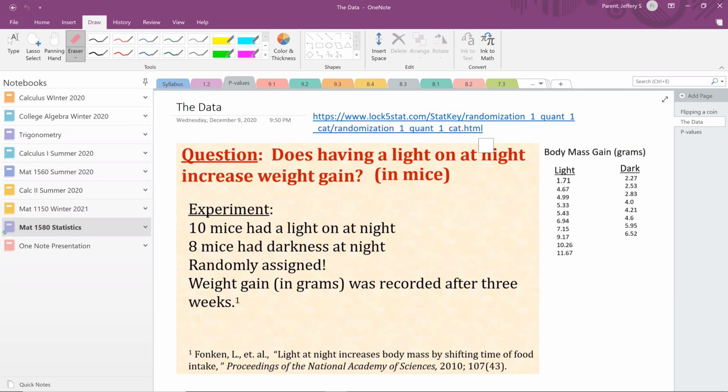Looks that way. Well, why does it look that way, though? There's more data for light than dark. There's more data? That's true. So there's more data. What else could you look at to try and determine, are these groups the same or are they different?